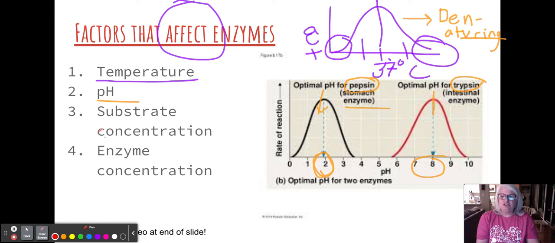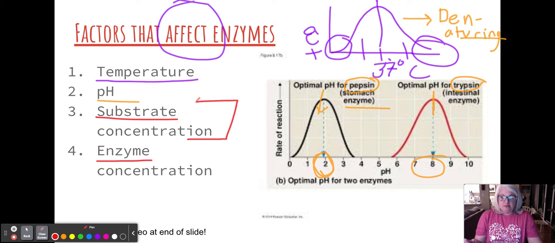The other two have to do with how much substrate you have and how much enzyme you have. So I'm going to kind of compare this. Think about, you have a party coming up and you want to make subs for everybody. So you have all the meat and you have all the bread and you start an assembly line and you're just making all of the sandwiches. You, the one making the sandwiches, are the enzyme, right? So you are the one making it happen. The bread and the meat, those are all the substrates, okay?